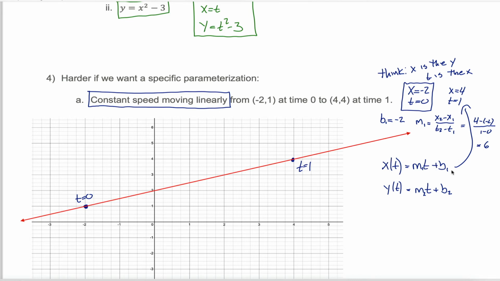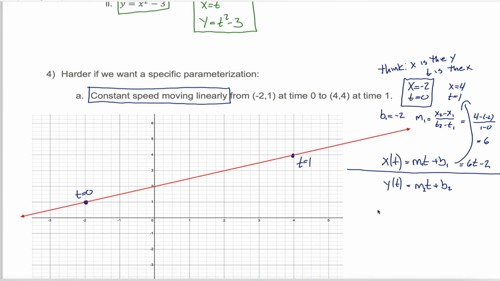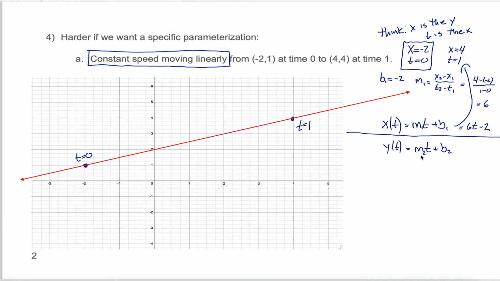The equation of the x-coordinate is m times t plus b. It's 6 times t minus 2. Not sure you followed that? That's okay. We get to do it again when we come up with the equation for the y-coordinate. We want y in terms of t. You're probably much more comfortable with y in terms of x. So think that the y is playing the role of the y, but the t is playing the role of the x.